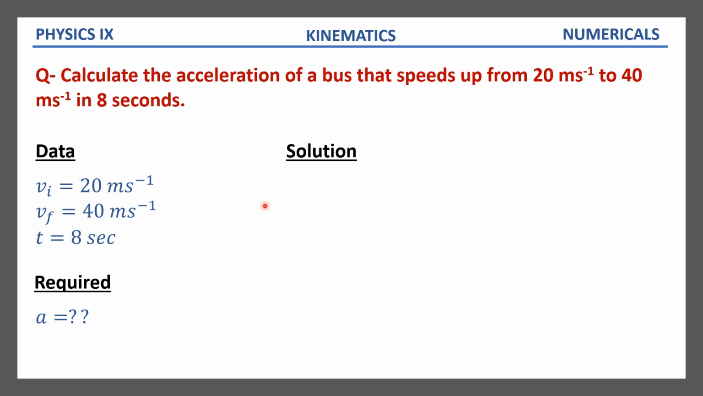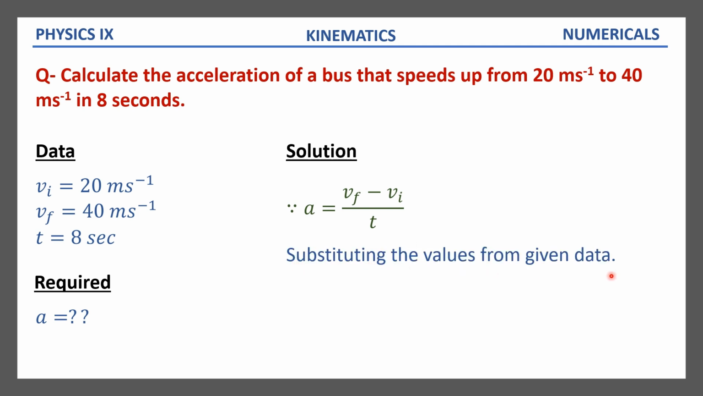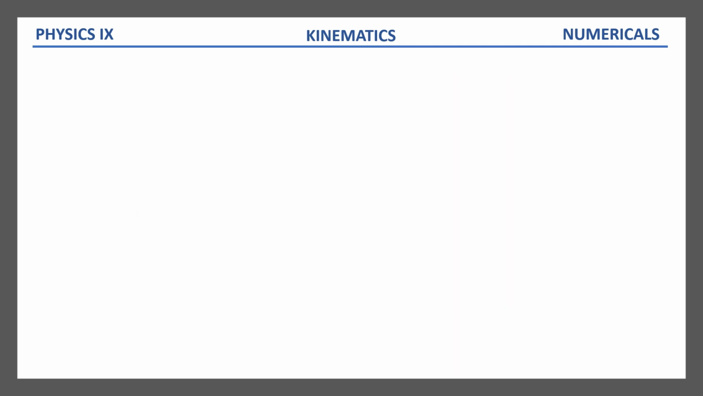Let's find the solution. The formula for calculating the acceleration is final velocity minus initial velocity divided by time. Substituting the values from the data provided, putting Vf equal to 40, Vi equal to 20, and time equal to 8. 40 minus 20 is equal to 20. 20 divided by 8 is equal to 2.5. So the answer is 2.5 meters per second square.